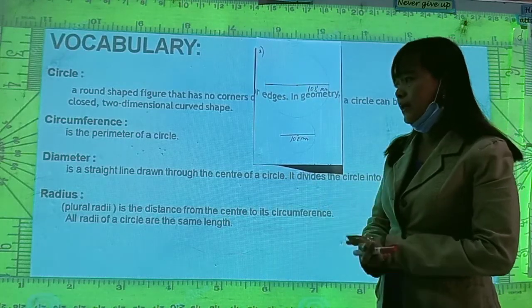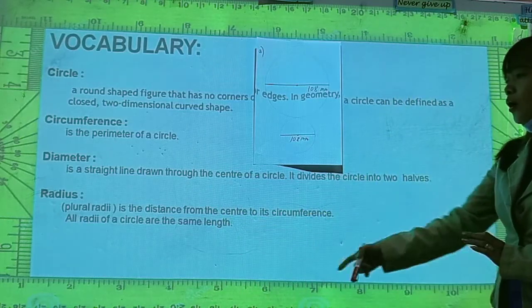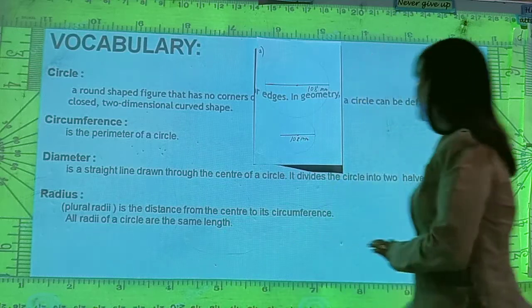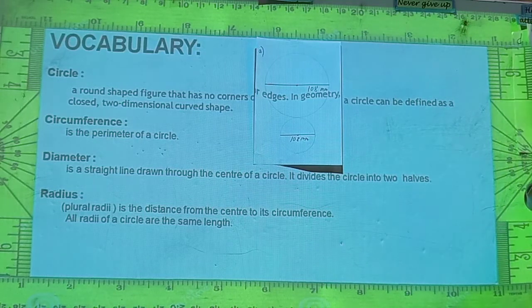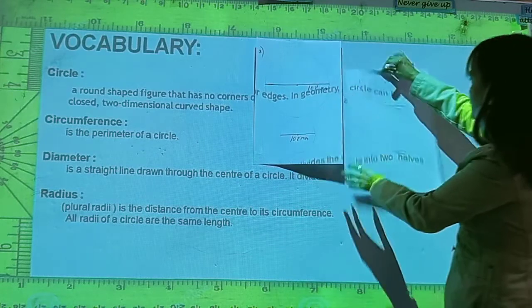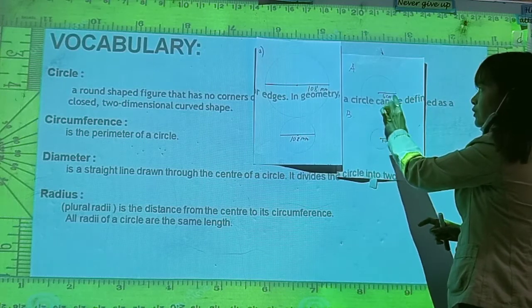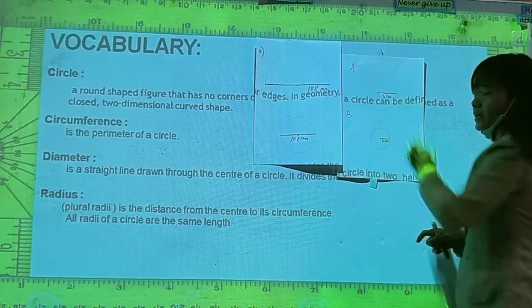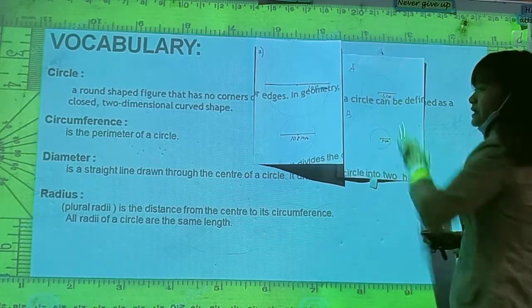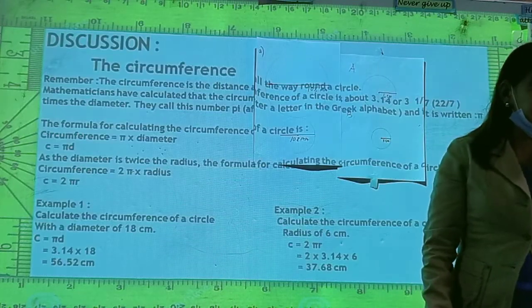And radius is the distance from the center to its circumference. All radii of a circle are the same length. This is an example of a radius. From the center of the circle going here, this is 6 cm. The radius of the given circle is 6 cm. Again, class, this is what we call the radius. Any questions, class, regarding our vocabulary words?